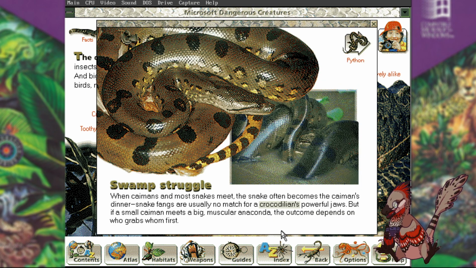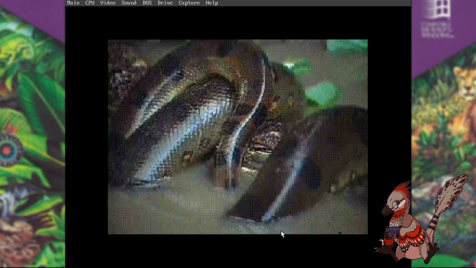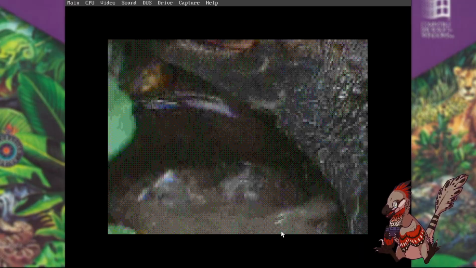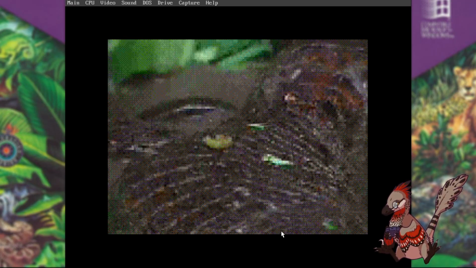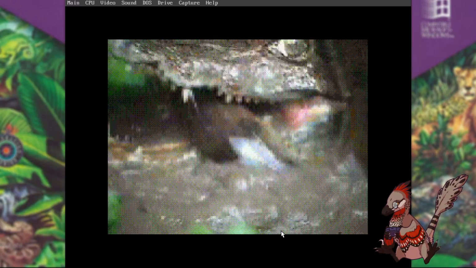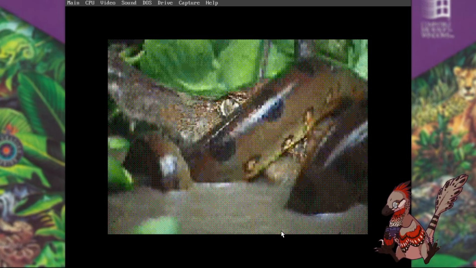And swamp struggle. Hi there. Wow. An anaconda meets a caiman. Each might think the other looks like food. Damn, I didn't know the anaconda was that big. Jaws and muscle. But only one will be the winner. The other will be dinner.